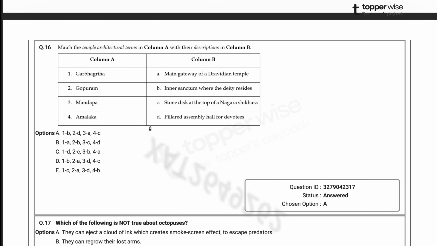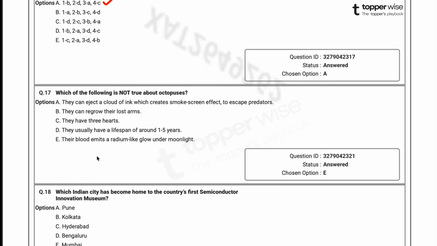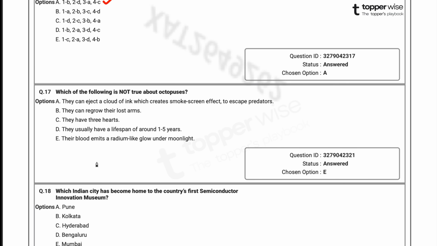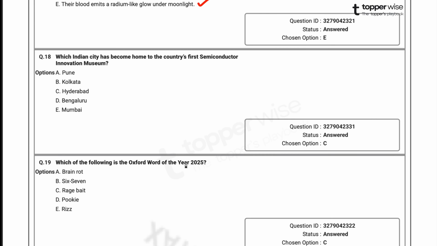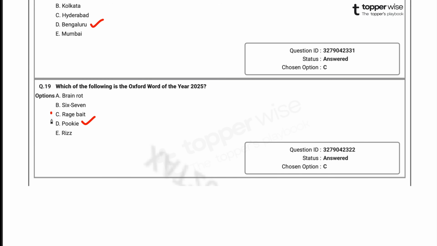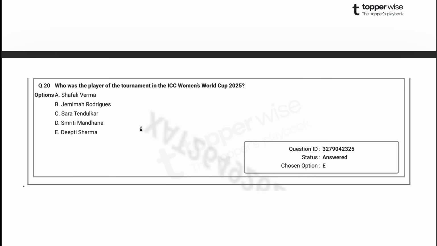For question number 16, option A is the correct answer. For question number 17, option E is the correct answer. For question number 18, option C is the correct answer. For question number 19, option C is the correct answer. I said option C is the correct answer. For question number 20, which is the last question, option E, Deepti Sharma, is the correct answer.